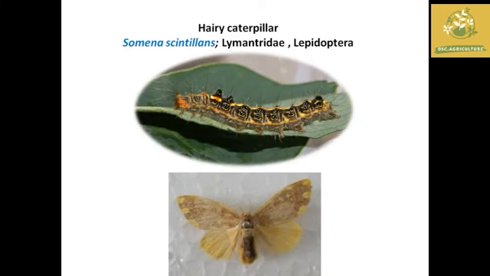And so the next one is hairy caterpillar, where the scientific name is Somena scintillans, family Lymantriidae and order Lepidoptera, which has a hairy surface on the skin, blackish orange in color, and slightly yellow in places, and the adult resembles a yellow moth, but its forewings are light brown in color.